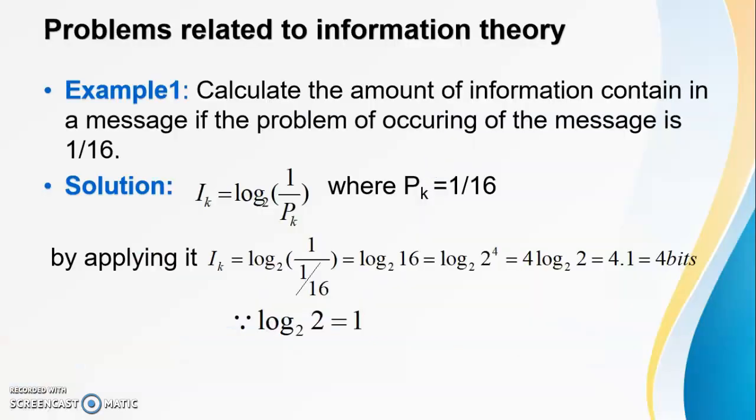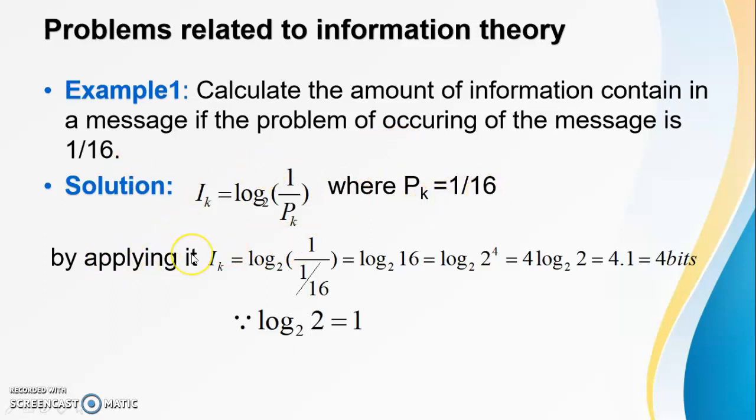The first problem tells you to calculate the amount of information contained in a message if the probability of occurrence of the message is 1 by 16. For this, consider the formula Ik equals log 2 1 by Pk. This is the formula to calculate the amount of information contained in a message, where Pk equals 1 by 16, which is given here.